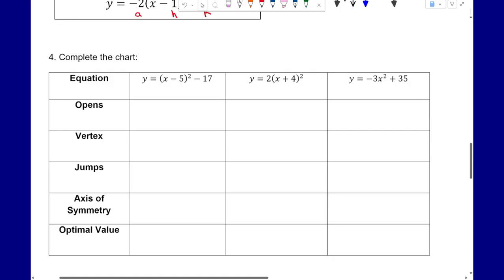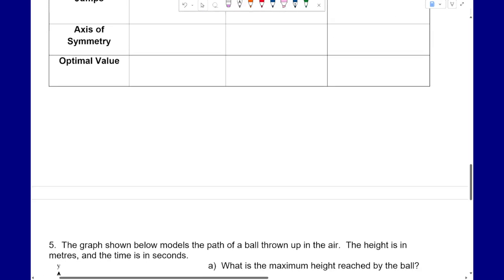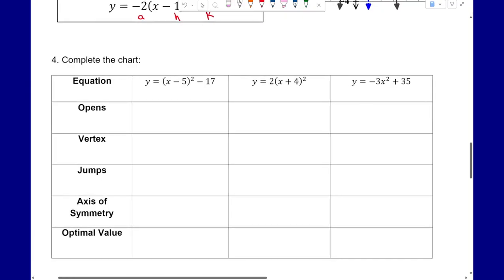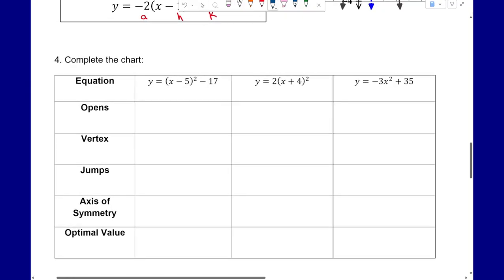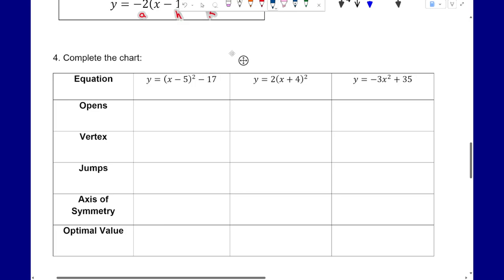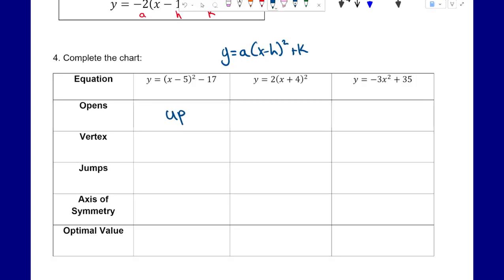Lastly, now we want to do the same thing, identify the characteristics by looking at the chart. Again, it is going to be helpful because all of these are in vertex form. It is going to be helpful to recognize y equals a(x minus h) squared plus k. The a value tells me if it opens up. In this case, it's positive, so up. Positive, it's up. Negative, it's down. My vertex is (h, k).